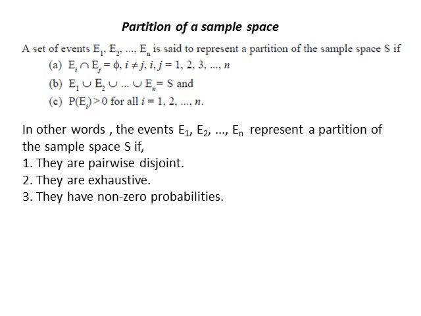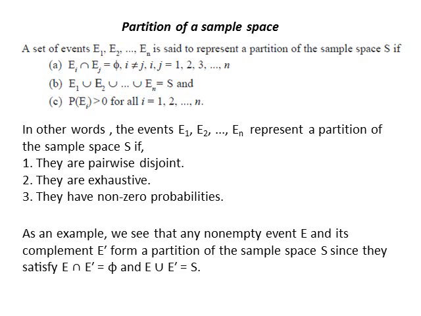Number 2, all these events are exhaustive. It means union of events E1, E2 and so on En is equal to sample space S. It means probability of E1 plus probability of E2 plus so on probability of En equals to 1. And number 3, all these events have non-zero probabilities, means P(E1), P(E2) and so on P(En) are always greater than 0.